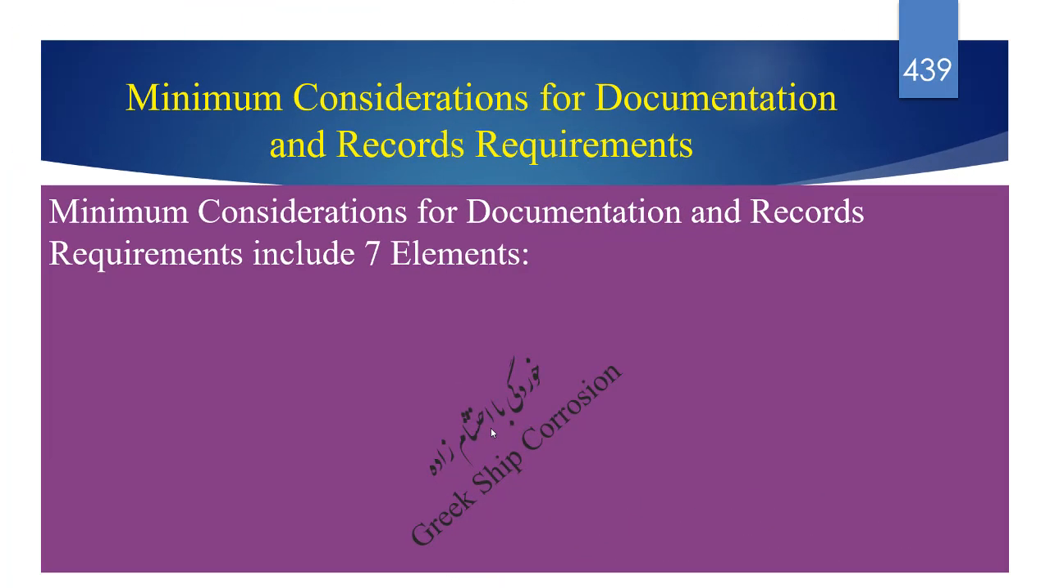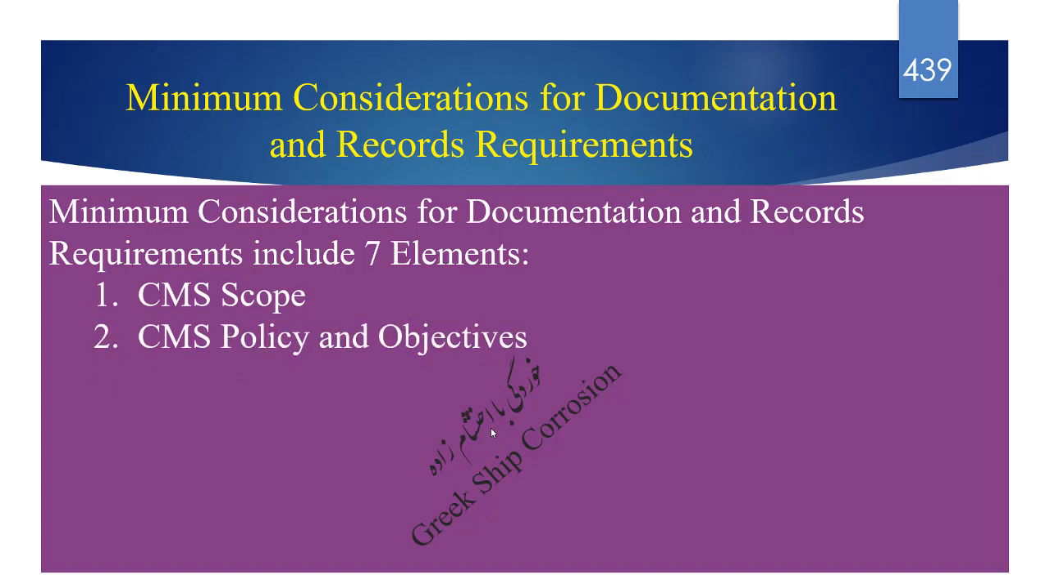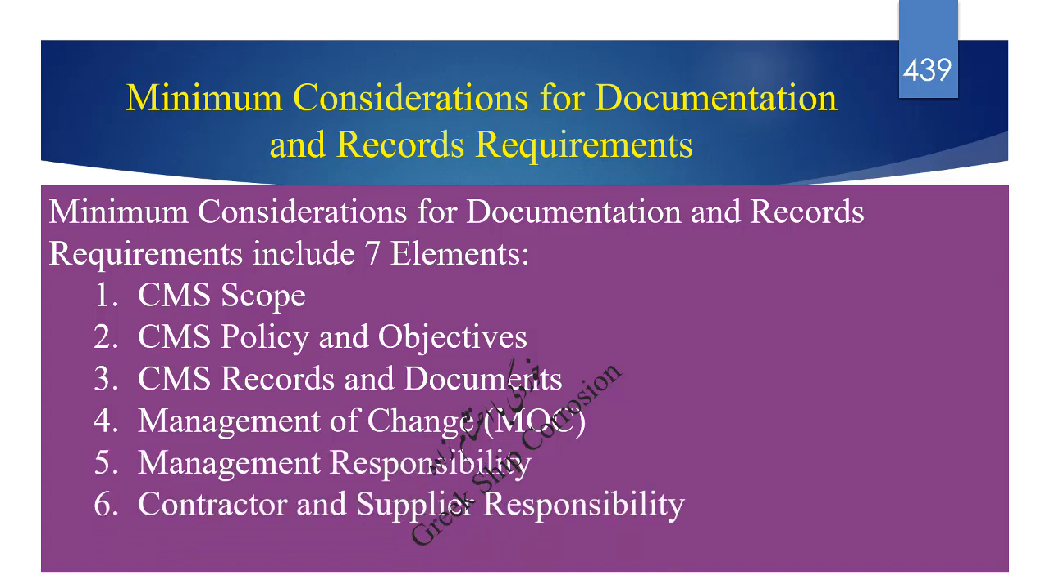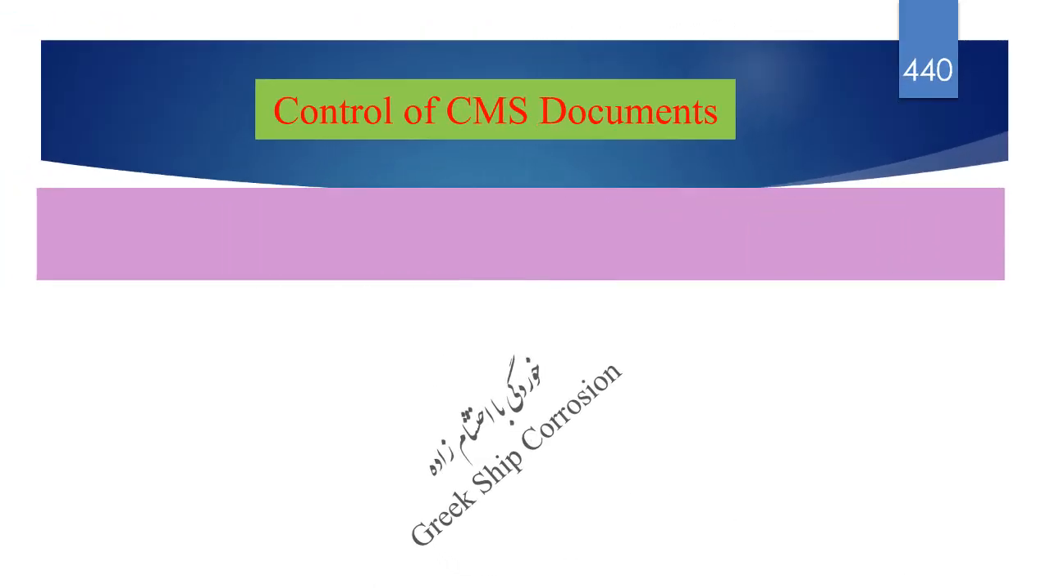Minimum considerations for documentation and records requirements include 7 elements. 1. CMS scope. 2. CMS policy and objectives. 3. CMS records and documents. 4. Management of change. 5. Management responsibility. 6. Contractor and supplier responsibility. 7. Continual improvement. Control of CMS documents.